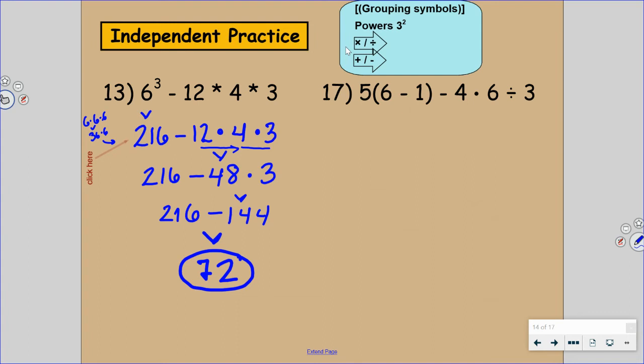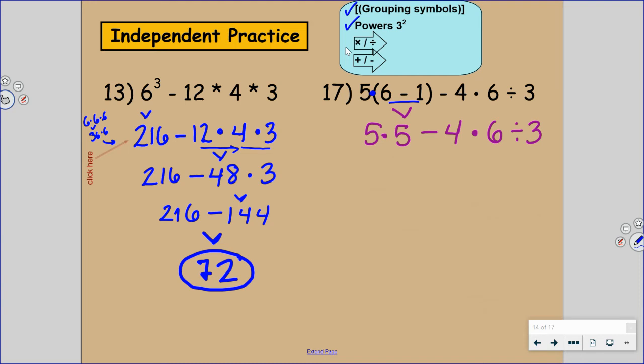So what do we have? Grouping symbols. See, I know this is a multiply, but we can't multiply yet. 5 sets of what? So we're going to have to do that grouping symbols first. In fact, 6 take away 1 is 5 sets of 5. Grouping symbols done. Any powers? No powers. Good there.